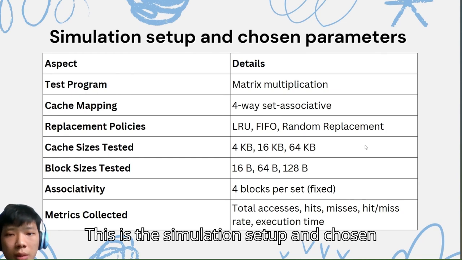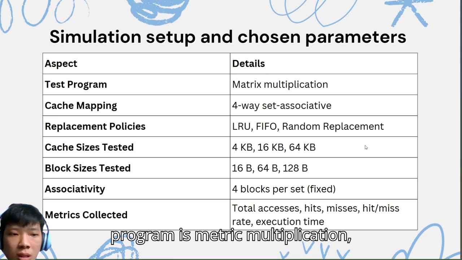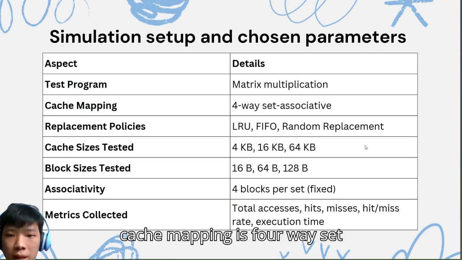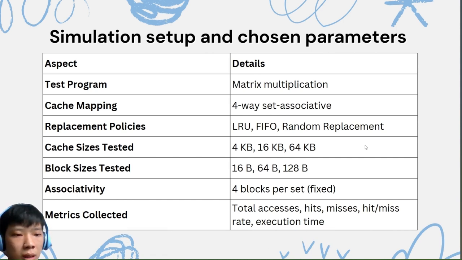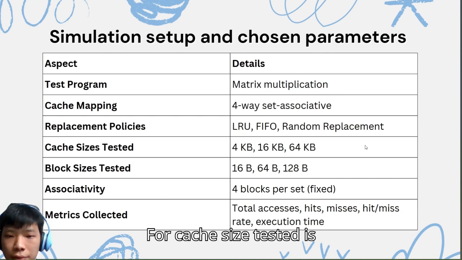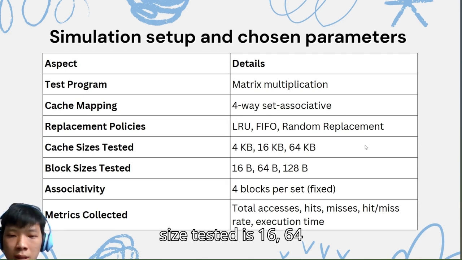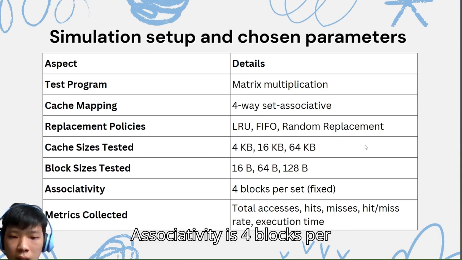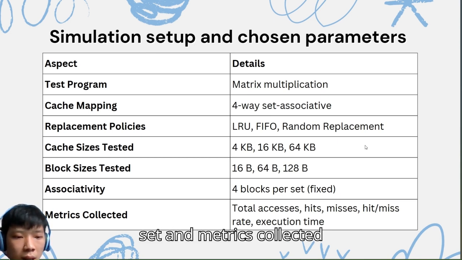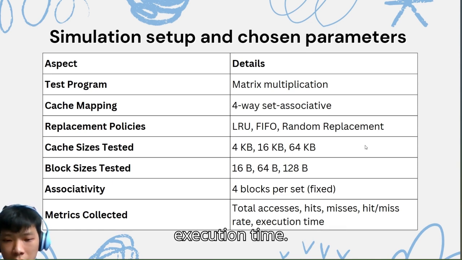This is the simulation setup and chosen parameters for our program. The tested program is matrix multiplication. Cache mapping is four-way set associative. Replacement policies are LRU, FIFO, and random replacement. Cache sizes tested are 4, 16, and 64 KB. Block sizes tested are 16, 64, and 128B. Associativity is 4 blocks per set, and metrics collected are total accesses, hits, misses, hit or miss rate, and execution time.